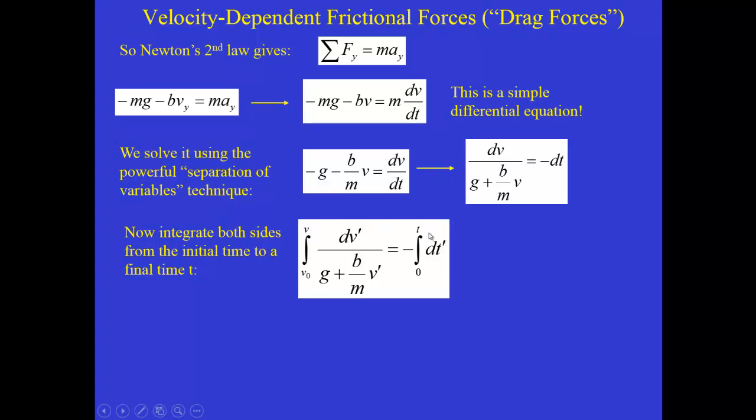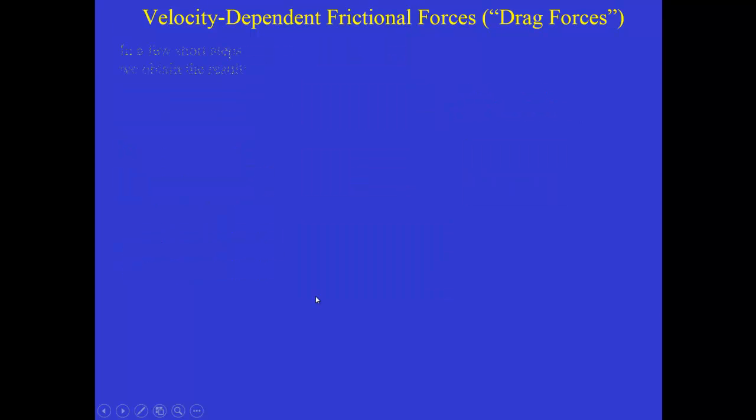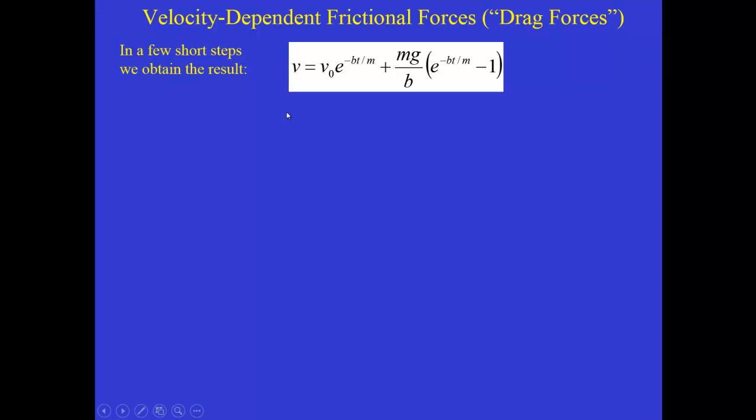So both of these integrals are relatively straightforward to do. The right-hand side is especially easy because it's just going to give us a value negative t. The left-hand side, you might look at this and recognize how to do it, but it's going to involve a natural logarithm. And so I'm not going to work through all the steps, but when you do that, just a few short steps later, you can solve for the velocity as a function of time. And it has this relatively straightforward result.